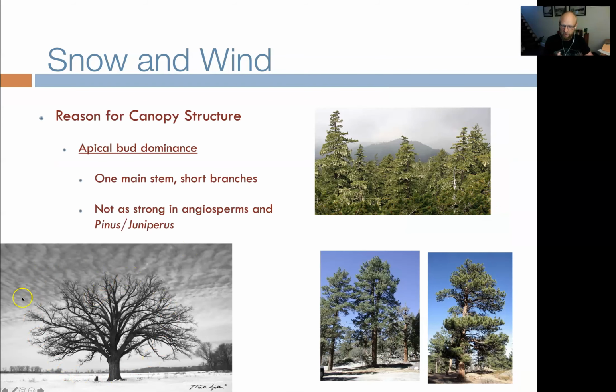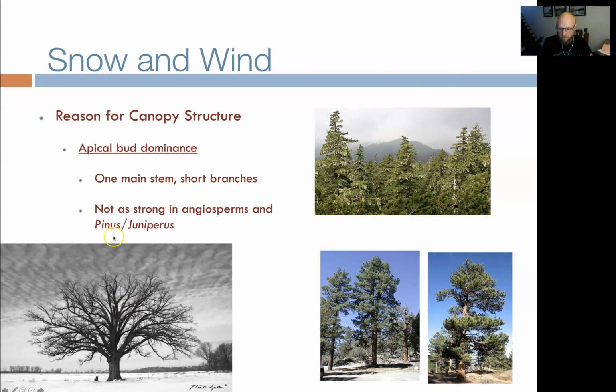Contrast that with this picture of a deciduous angiosperm in the bottom left-hand corner. This is a bur oak, which some of you had for our lab activities. And you can see how long and thick those branches are relative to just the apex, the top or middle of the tree. So if it snows a lot and that snow accumulates on the branches, it's a lot more stressful for those plants, and it's more likely that those branches are going to break and fall off.